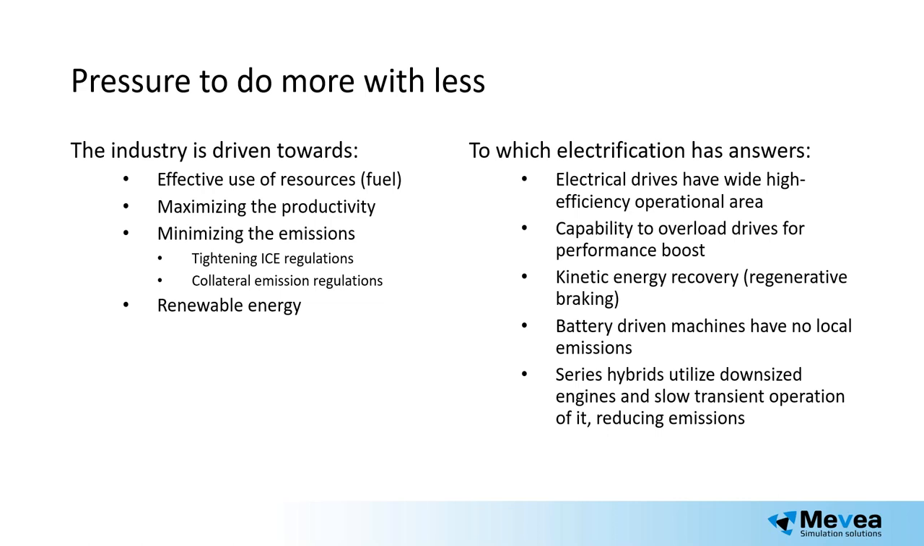When we talk about emissions, the battery-driven machines, whether they be series hybrids, running in a battery mode, or purely electrical ones, have no local emissions from the driveline. And finally, series hybridization utilizes diesel engines that are tailored to the average power demand of the machine, more so than the maximum power demand, which results in downsized diesel engine sizing and also slower transient operation of it, reducing emissions.